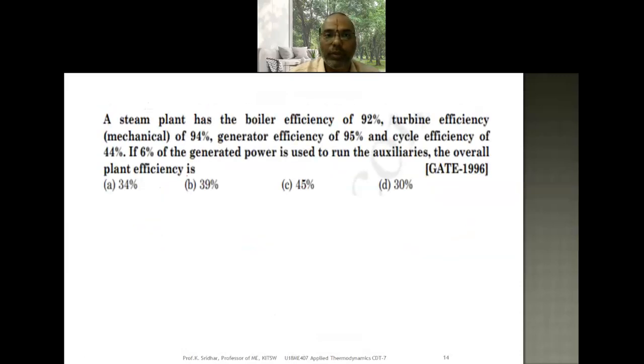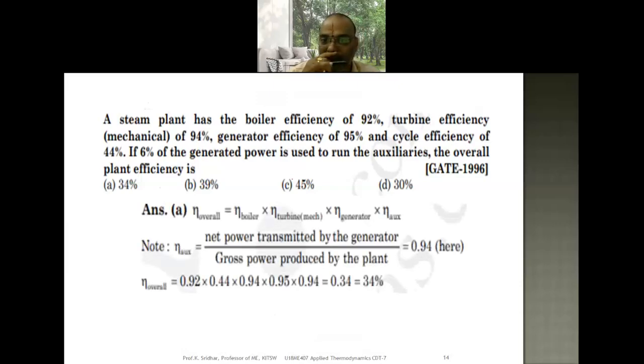Similarly, go to the next problem. A steam plant has a boiler efficiency of 92%, turbine efficiency, generator efficiency, and cycle efficiency. If 6% of the generated power is used to run the auxiliaries, what is the overall plant efficiency? It was asked in GATE 1996. The formula is very, very important. The overall efficiency is equal to boiler efficiency times turbine efficiency times generator efficiency times auxiliary efficiency. From this we calculate the overall efficiency as 0.34, that is 34%, sorry, not 94. So the answer is A.